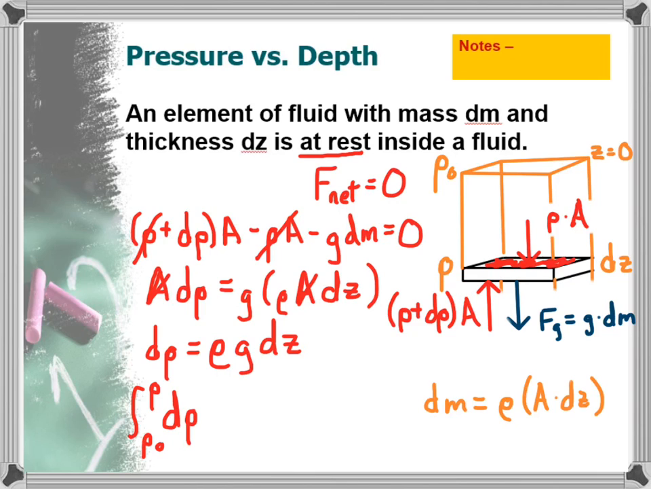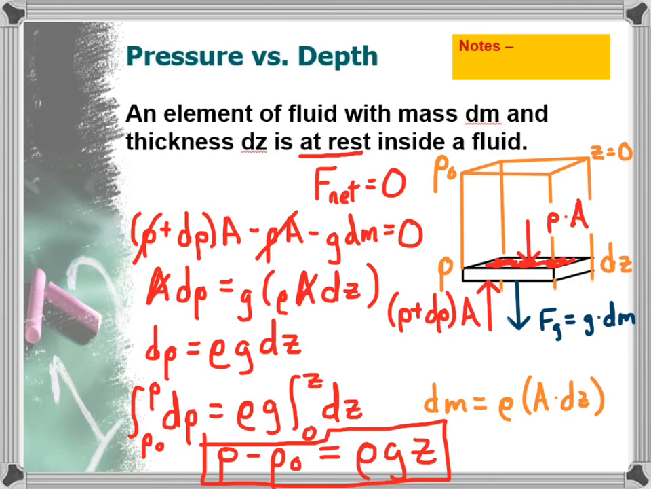So I'm integrating from P0 down to P, and that is going to equal rho times G, and then I'm going to integrate from 0 down to the depth Z that this element's at. And when I do that, I get this formula that gives the relationship between pressure and depth. P minus P0 is equal to rho times G times Z. And that's a very famous pressure versus depth equation.